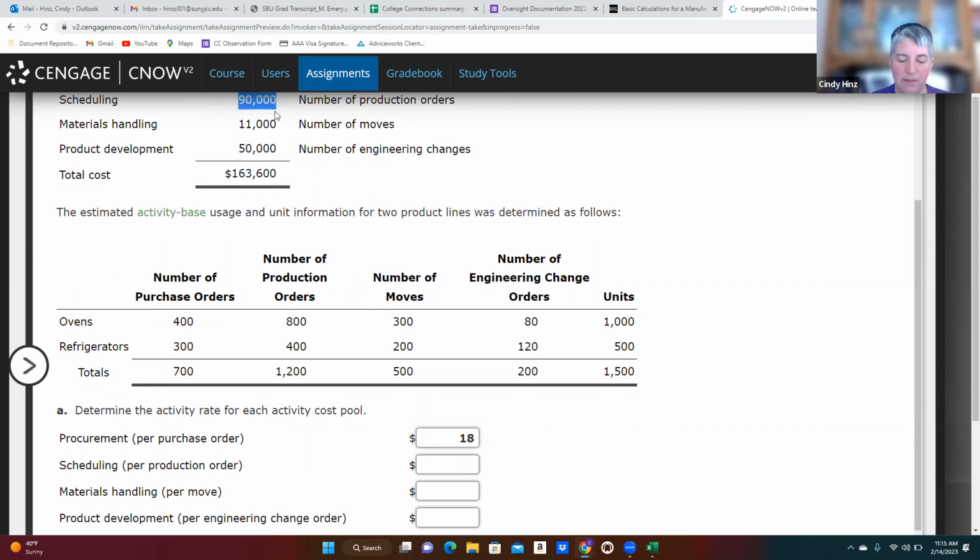Scheduling has a total cost in my exercise of $90,000, and we have 1,200 total production orders, which is the activity base there. So $90,000 divided by 1,200 production orders. Scheduling has a cost of $75 per production order. Go ahead and do the next two. Materials total cost divided by number of moves. And finally, product development total cost divided by number of engineering change orders, which is our activity base.